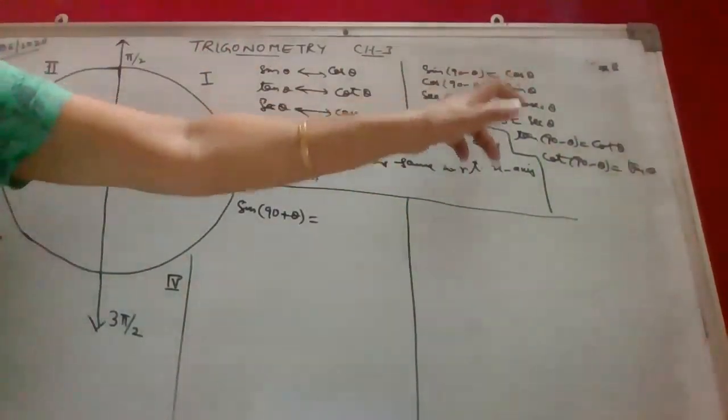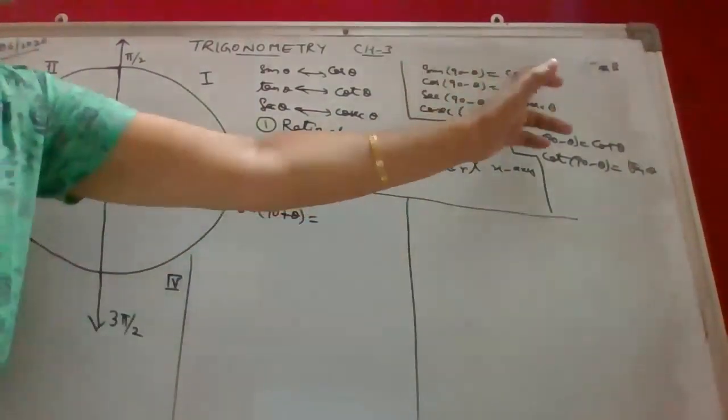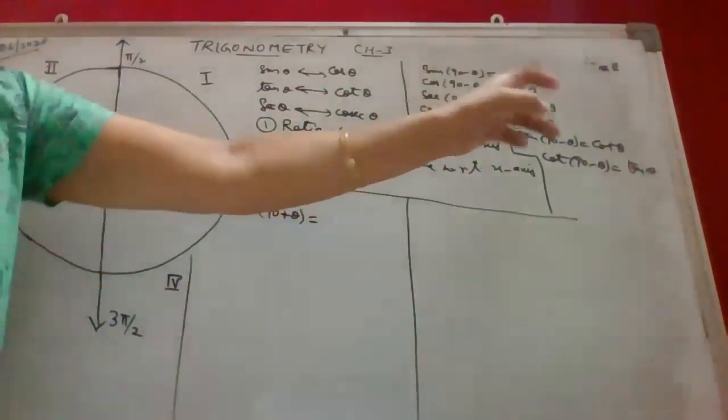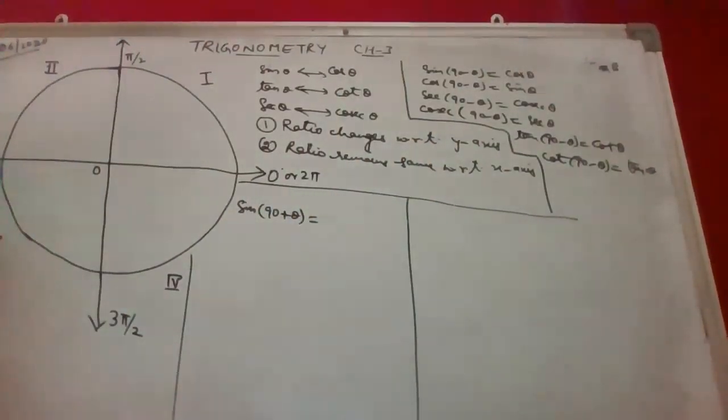This ratio change you have learnt in 10th, that sin(90 minus theta) is cos theta, cos(90 minus theta) is sin theta. You have used them in your questions. But from where have they come? We have to just look at it here. Let us see from where they have come. This is what we are going to study in sign of trigonometric functions.